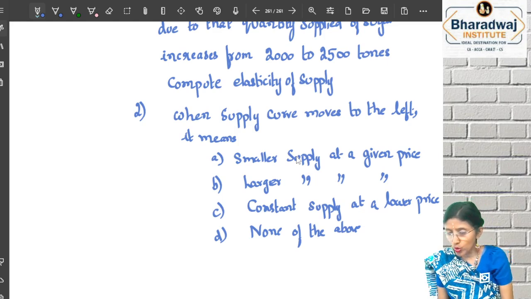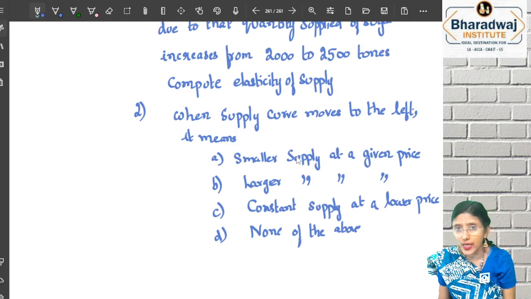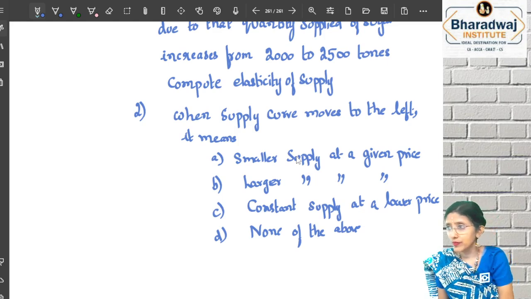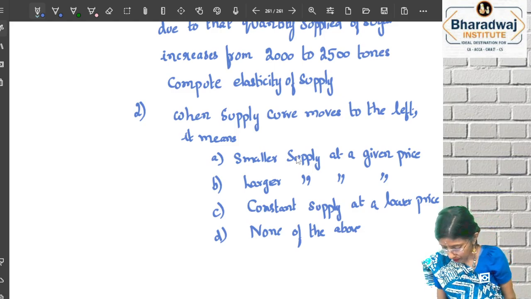Usually the pattern is increase, decrease, contraction, expansion. Sometimes increase, decrease, shift, movement. Rarely this type of question. Because here we are without a graph, we are asking that question for you. That one I wanted to keep, and one more I want to.